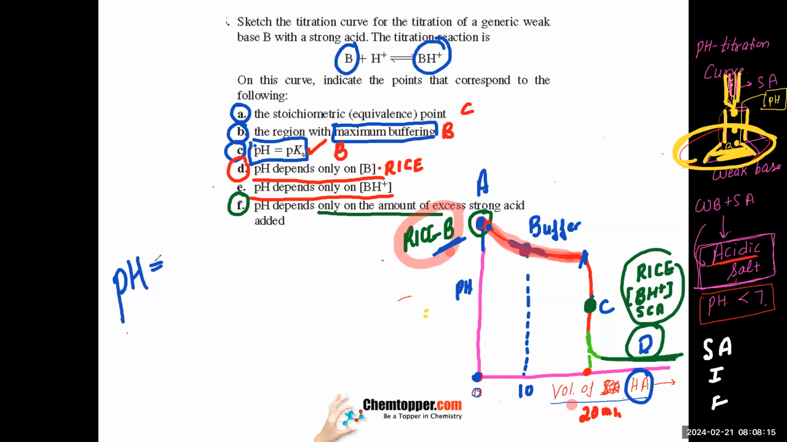No one? pH equals, Aditi, you are not answering? pKa plus log concentration. This is an acid equation. So base will be in the numerator and BH plus will be in the denominator.